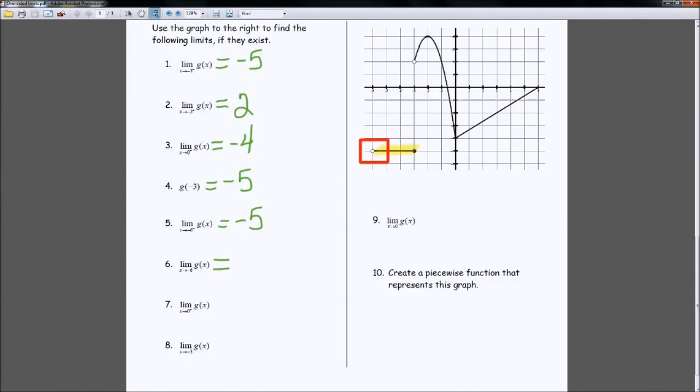Number 6 is a little bit of a tricky question. Notice that there's no plus or minus after that -6 in the upper right-hand corner. So what it's really asking is, does the right-hand limit and the left-hand limit equal each other? That's what it means for a limit to exist. Well, I have a major problem here.